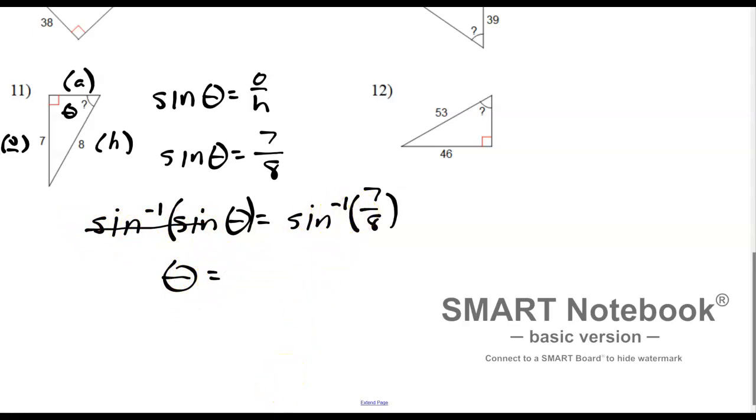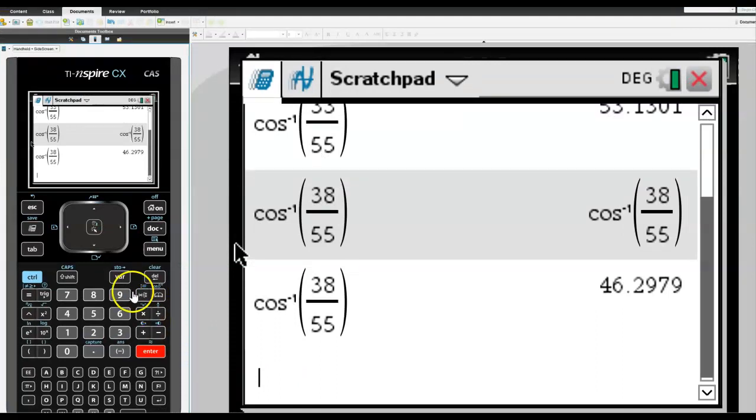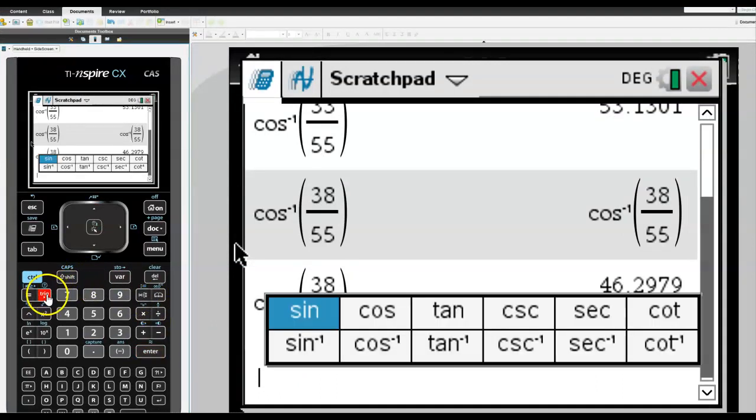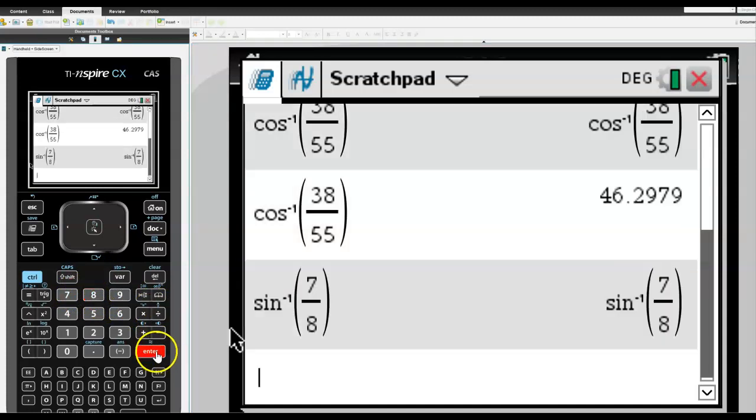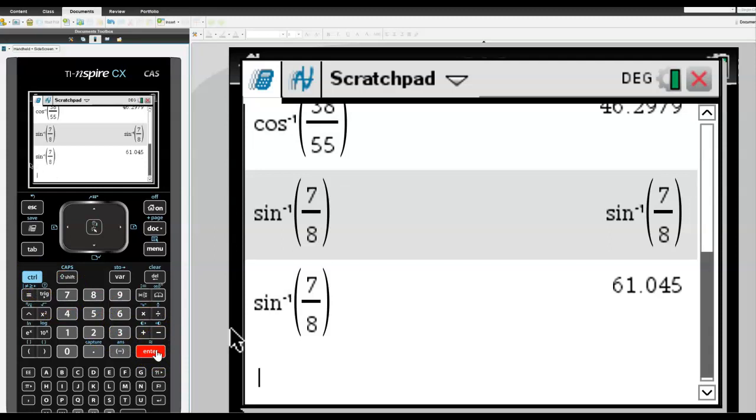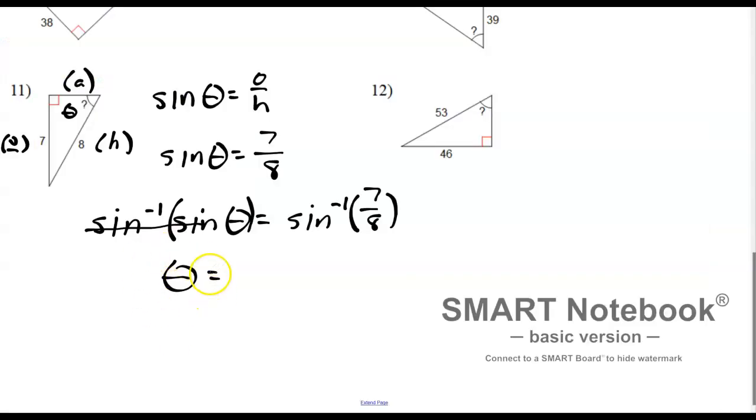So let's go to the calculator. Trigonometry, sine inverse, 7 divided by 8. Enter. There's my exact answer. I want the equivalent in decimal form, and I get 61 in this case. Okay, 61. Here's my equivalent, 61 degrees. All right, guys, appreciate your time. We'll catch you in class.